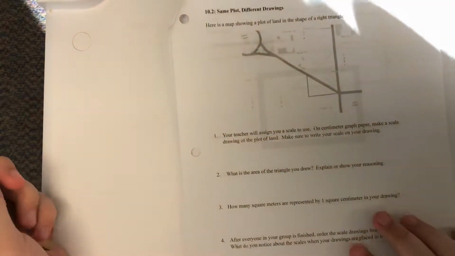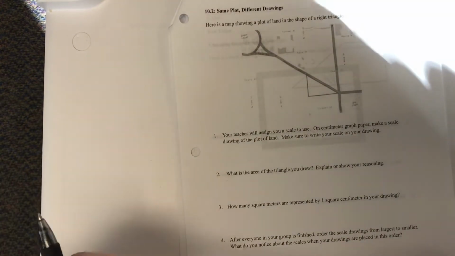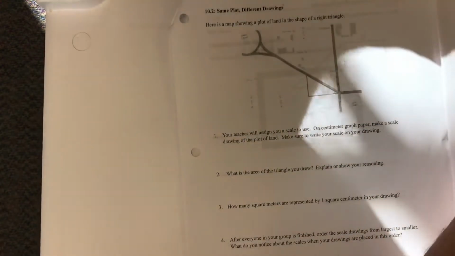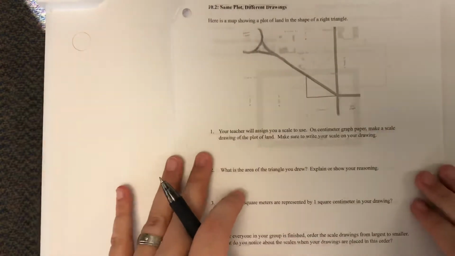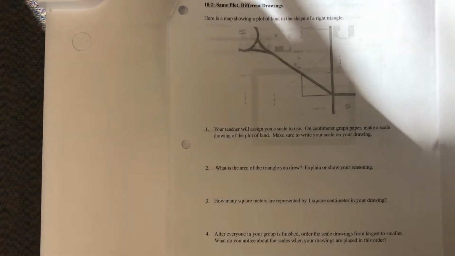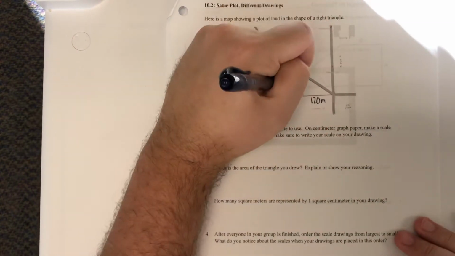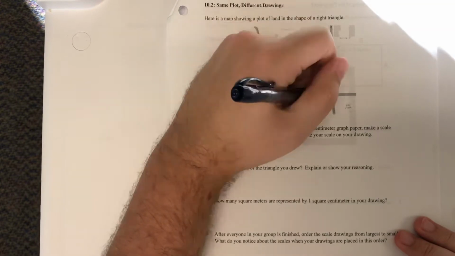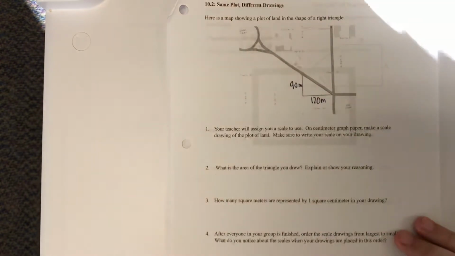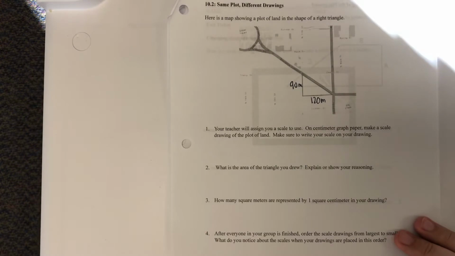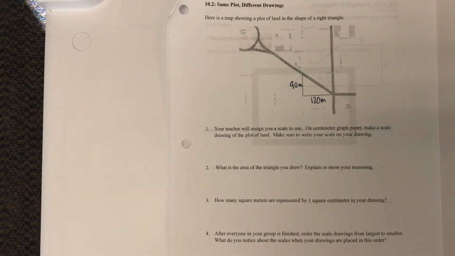In the next activity, we have same plot but different drawing. So we're going to use a scale for this. There's a couple of bits of information I need to first give you, and then we're going to work from there. This triangle has a base of 120 meters by 90 meters tall. So the base is 120, the height is 90. And from here, we're going to scale this using different scales.